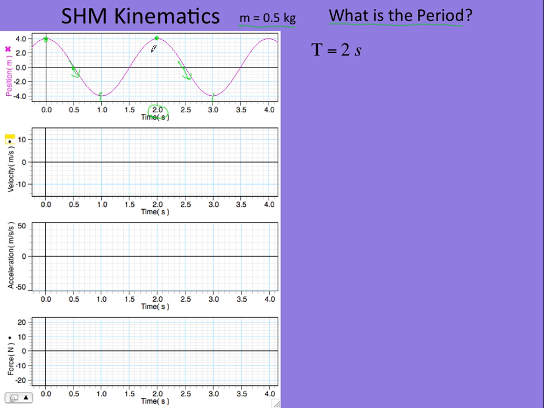Frequency: it's probably easier to read the period and then know that the frequency is 1 over the period, right? So the answer to the question, what is the frequency, is 1 over the period. In this case, 0.5 hertz. What else could we get?